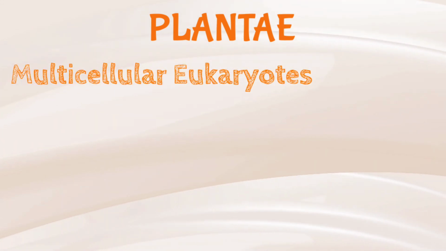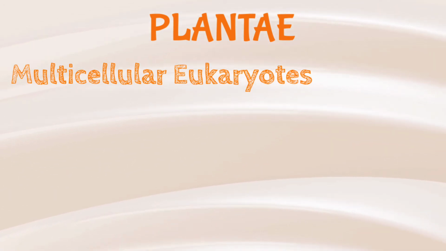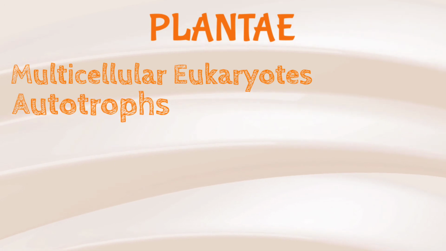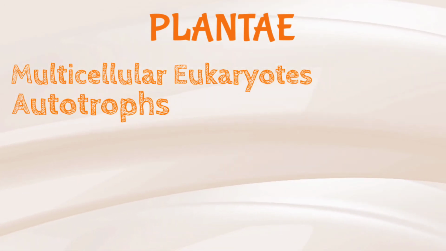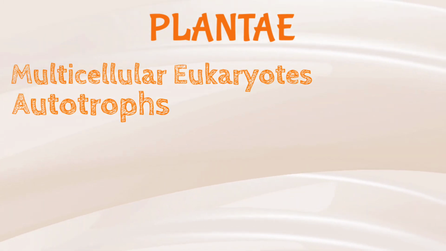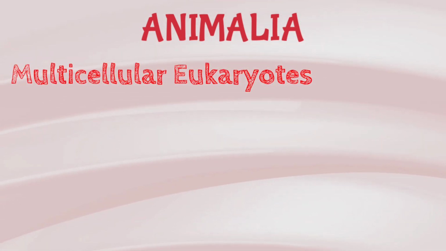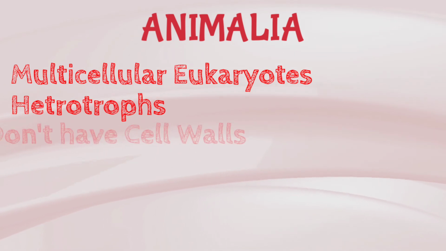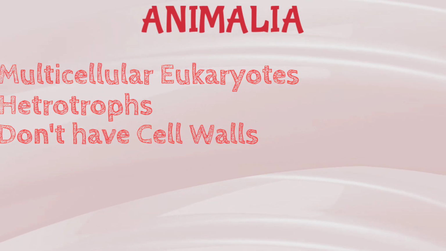Eukaryotes I have told you before, and multicellular means a lot of types of cells, and they are autotrophs, use chlorophyll for photosynthesis, and we'll study about it more in the next video because it is very detailed. And next on the list is animalia, which includes us as well. So they are multicellular eukaryotes again, but this time they are heterotrophs, and yes, they don't have cell walls. And just like Plantae, we'll discuss it in the next video.